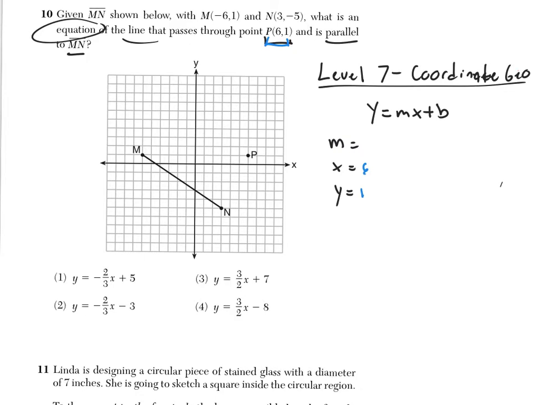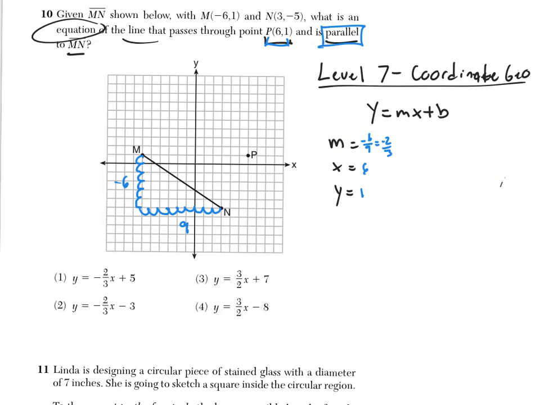But I have to figure out my slope. My slope is going to be the same as MN because we're looking for the parallel line. So we have to find the slope of MN. Easy, we'll just count it: 1, 2, 3, 4, 5, 6. So it's down 6. Remember, you always count left to right, and then over 1, 2, 3, 4, 5, 6, 7, 8, 9. So that's over 9. My slope is negative 6 over 9. We always reduce that to negative 2 over 3. Sweet. Now we can just plug it in.